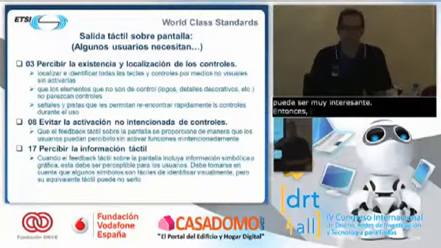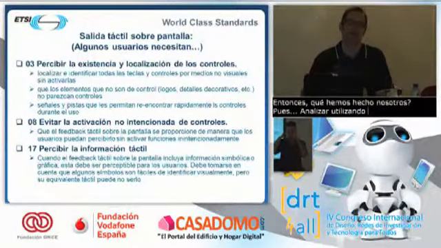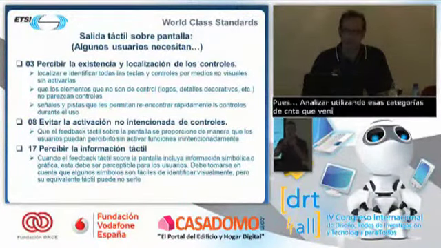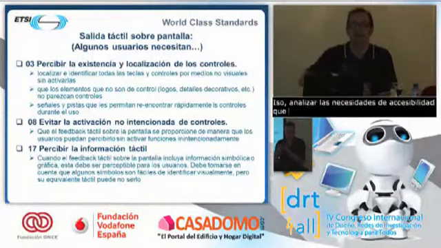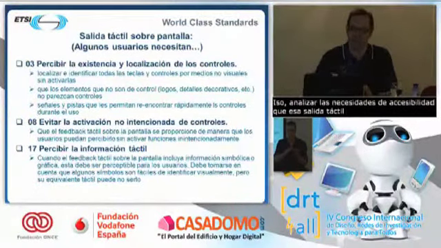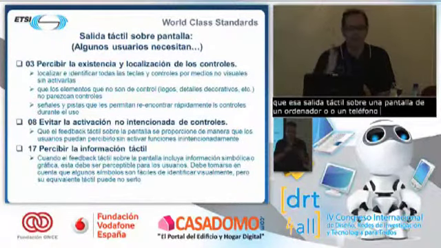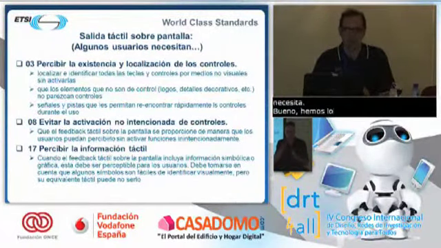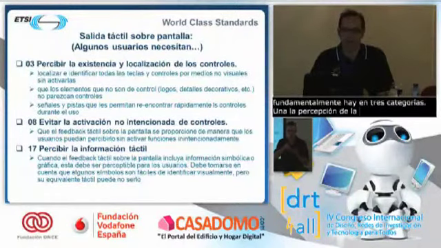So what have we done? Well, we've used these accessibility categories, these clusters for the ISO standard. We've used them to analyze the accessibility needs for these tactile screens on a phone or a computer. And we've seen that there are basically three categories. First of all, we have to look at the perception of the existence and location of controls.